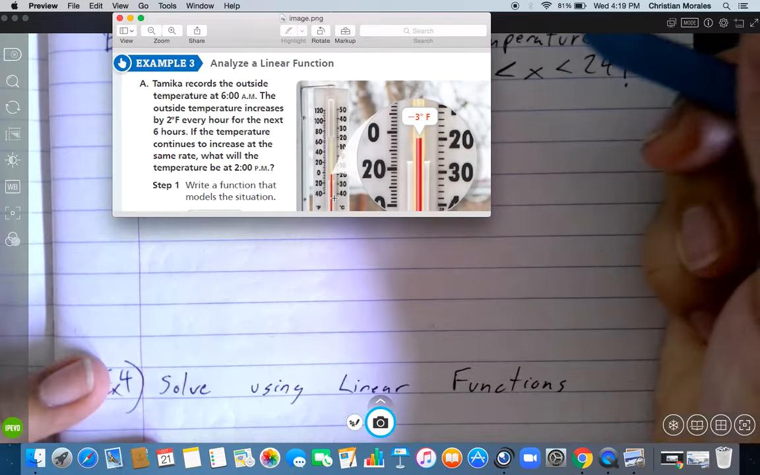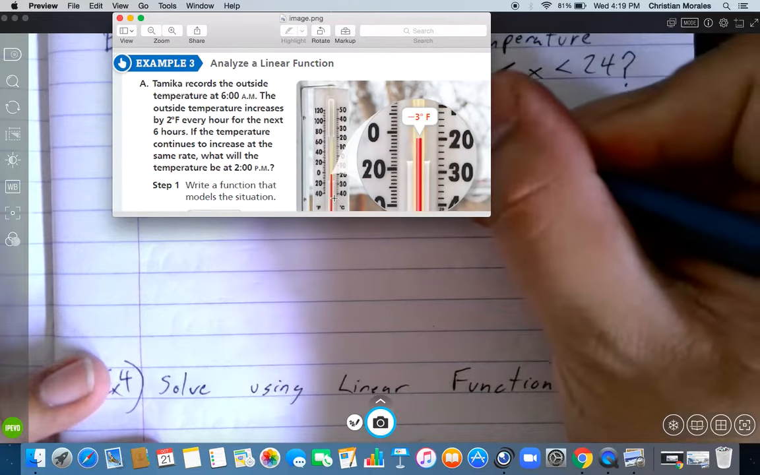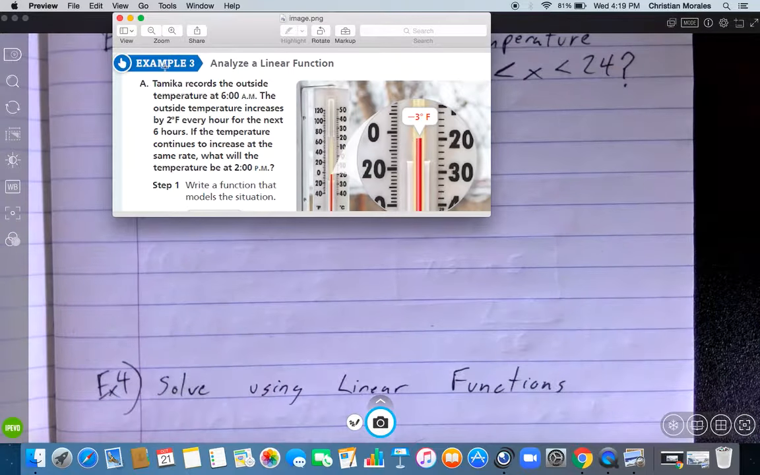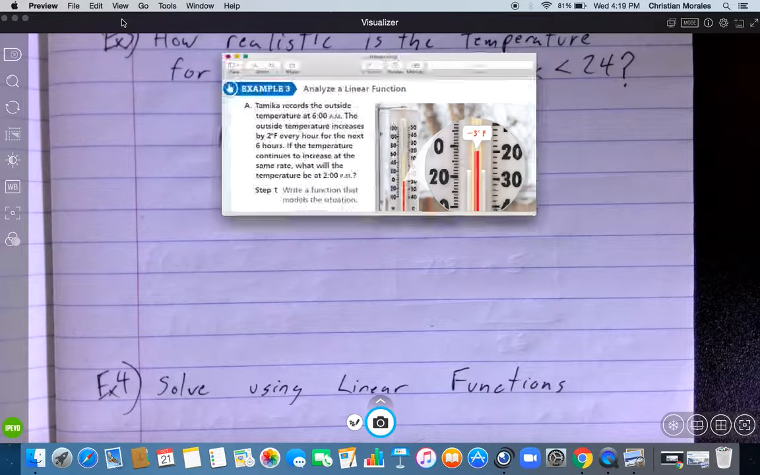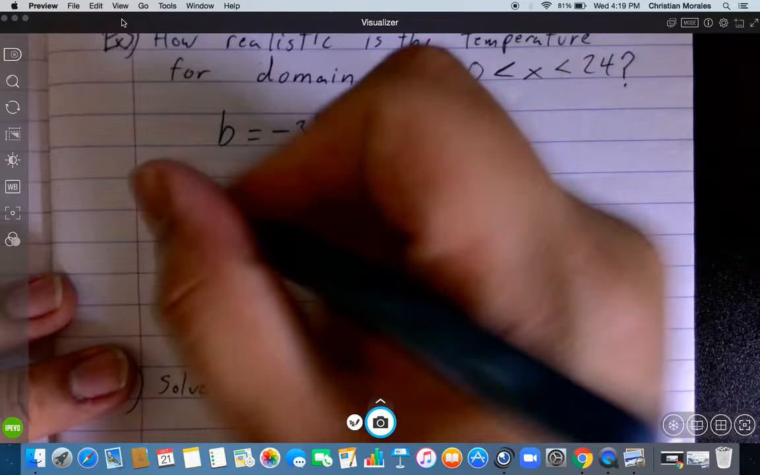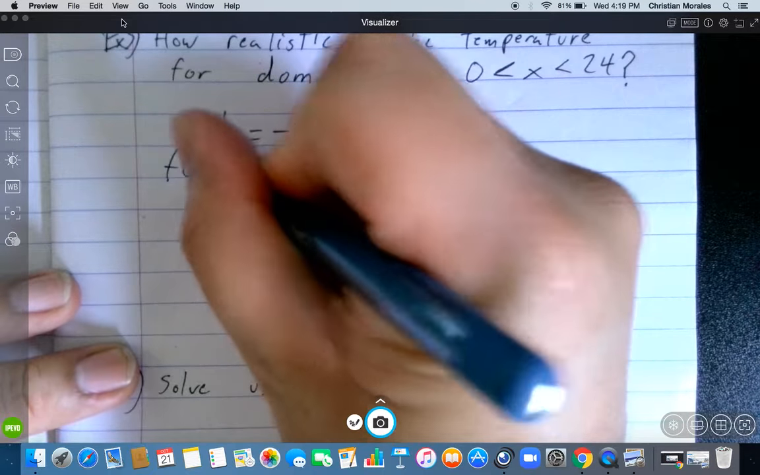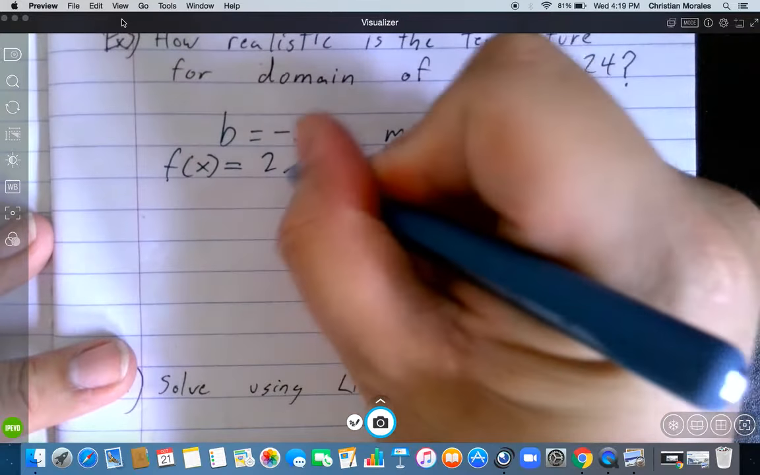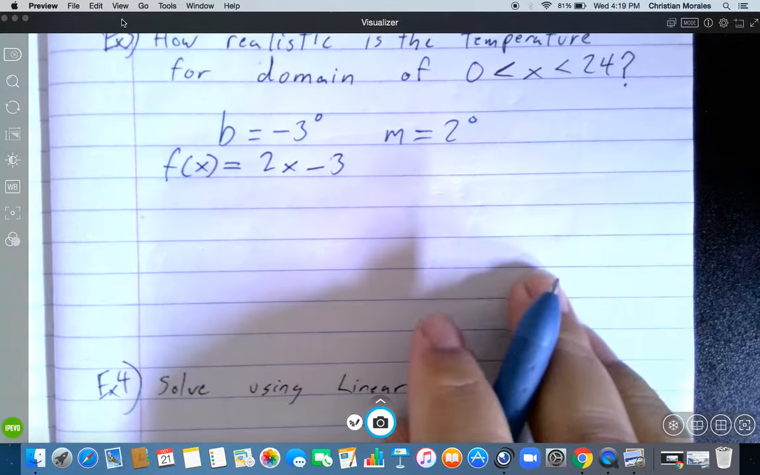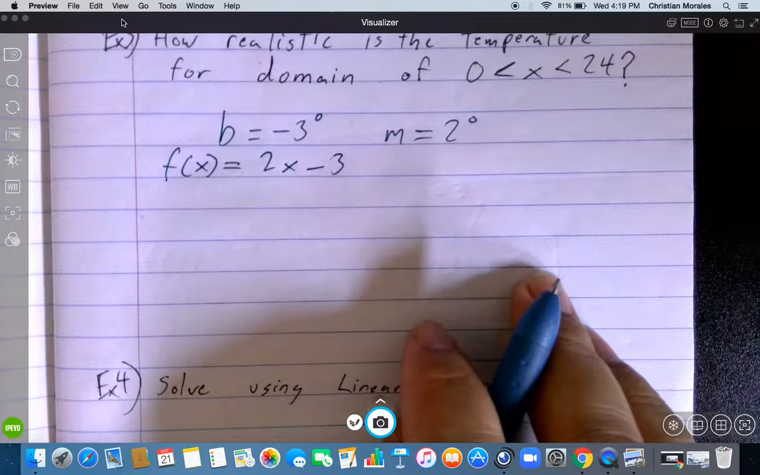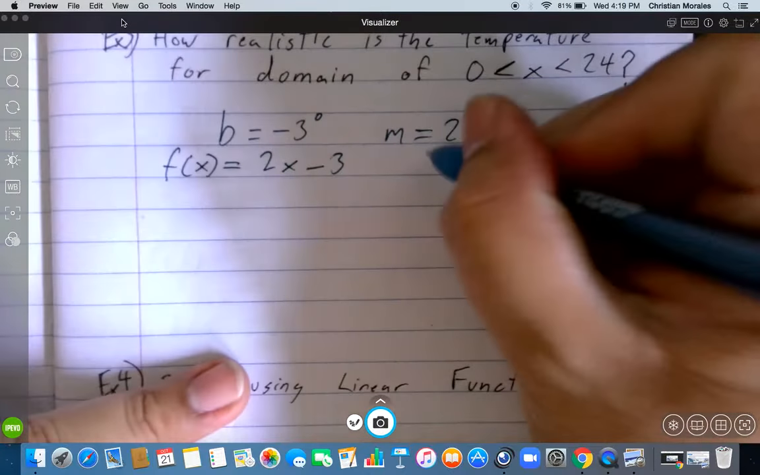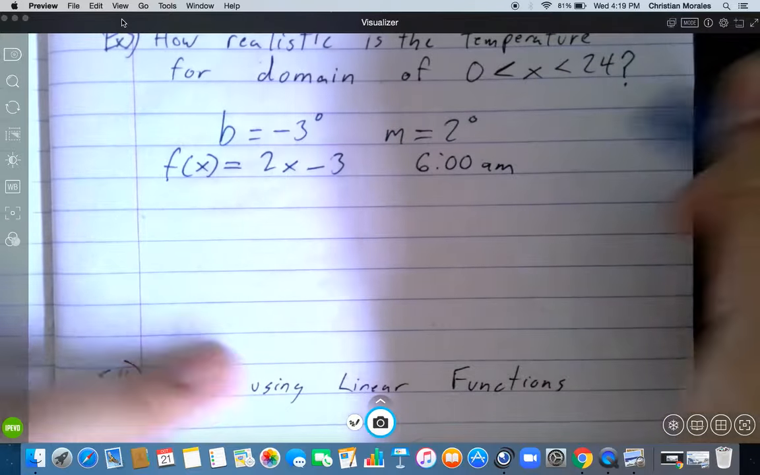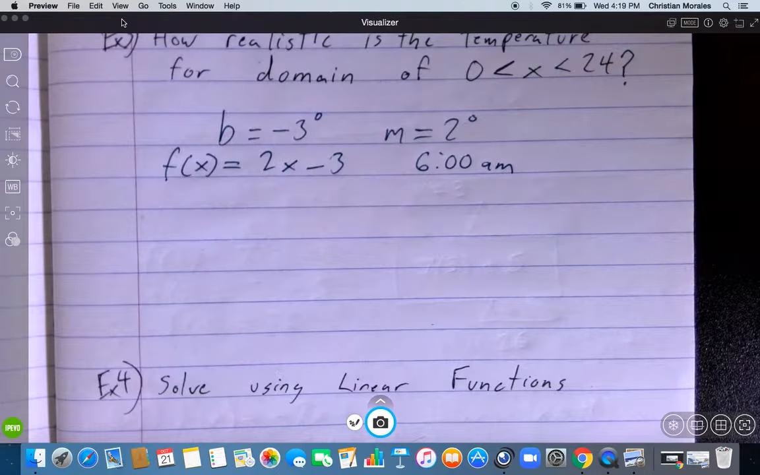And my slope is how much it's changing by, and it's growing by 2 degrees. All right, so that's really all I need, and it's at 6 o'clock. Okay, so my function using the linear equation, mx plus b, would look like this. Okay. Now, this is at 6 a.m. It wanted the temperature at 2 p.m.